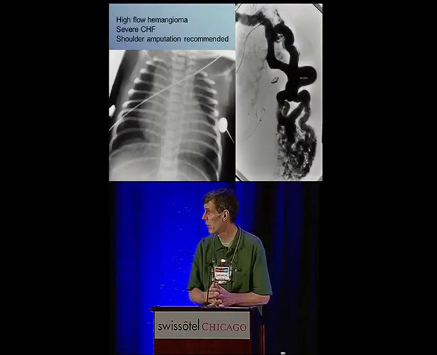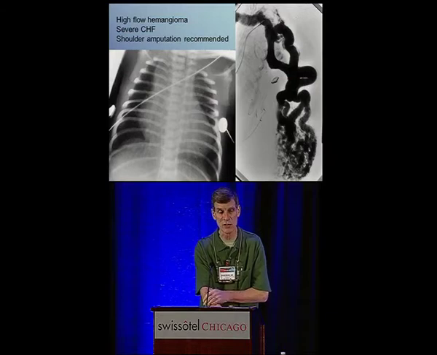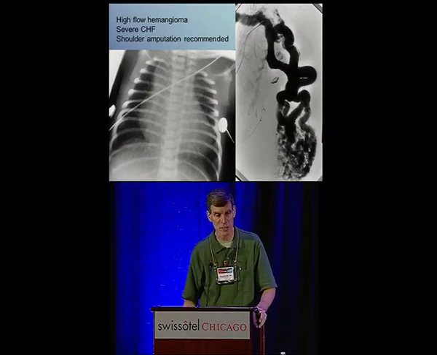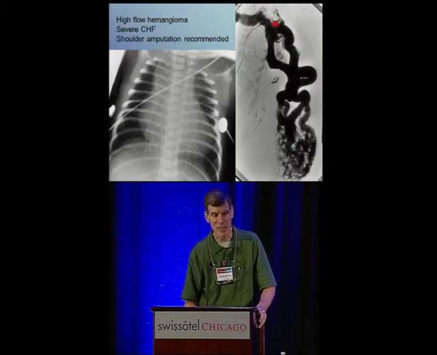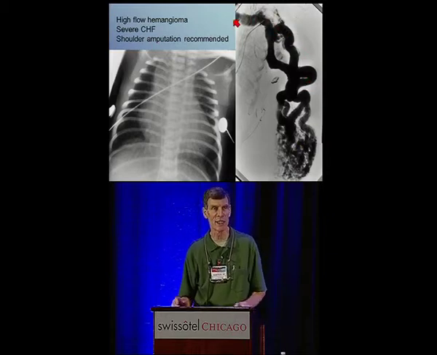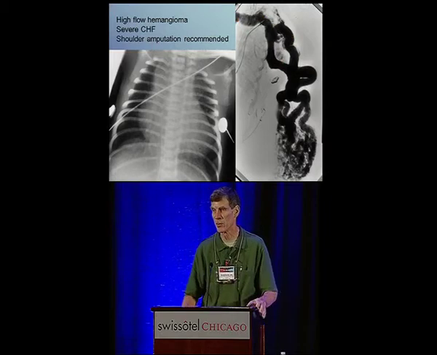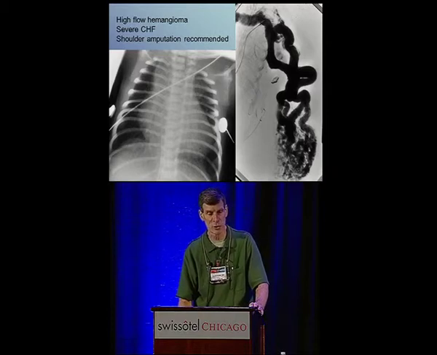This young kid, however, take a look at his heart. He was in congestive failure. He had this massive hemangioma of his forearm. And you can see that in this particular picture here, when you inject the artery, which was injected here, you get immediate, huge amount of flow back, and he was in bad congestive failure. The recommendation to the parents was that he have his arm amputated at the shoulder.